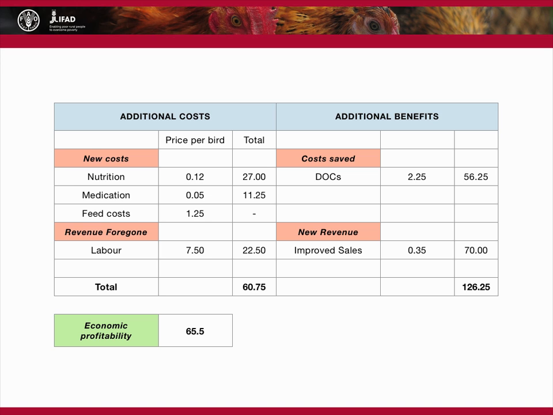It compares the additional costs and benefits of the change. There are 3 new cost items: nutrition, health, and potentially additional feed. There is 1 revenue foregone item, the sale of labor to the neighboring business. For the additional benefits, there are costs saved with the need to buy fewer day-old chicks, and new revenue with a better price for the birds. Overall, the additional benefits are greater than the additional costs by $65.50. This change can be said to be economically profitable.